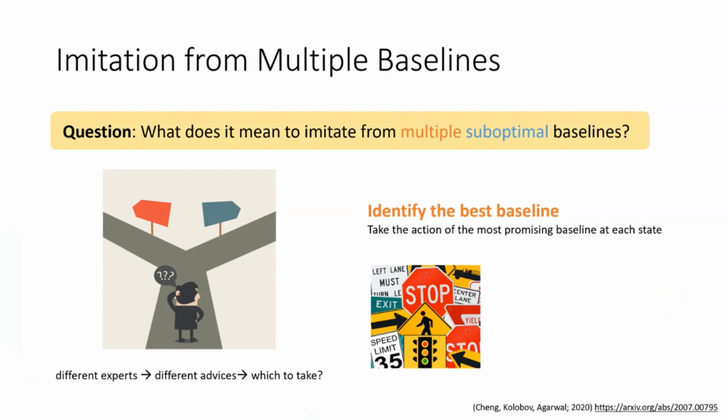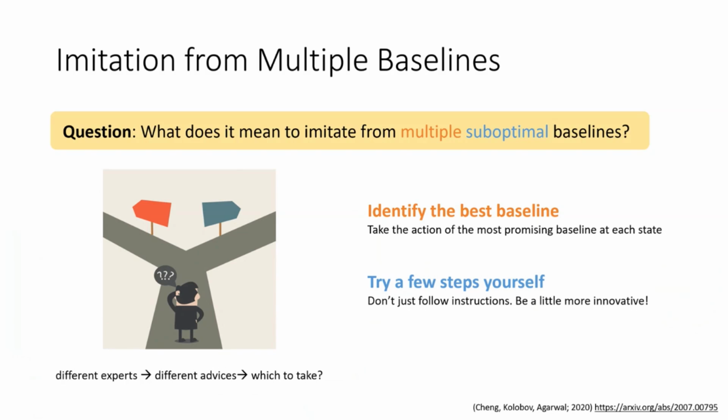So in a recent paper, joint work with Xingan Chen and Andrey Kolobov and the team, what we propose is we're going to try and figure out in any given situation what is the best baseline, meaning which baseline policy produces the best behavior, and we'll try to follow its advice. Of course, doing this is non-trivial. But also, because each one of these is individually suboptimal, we will not just stick to copying them. We will do some active exploration ourselves to find better behaviors and improve upon these baselines.